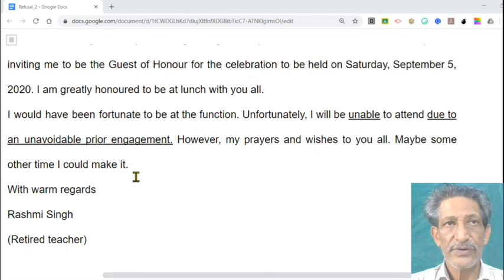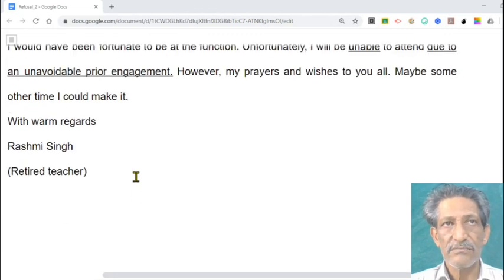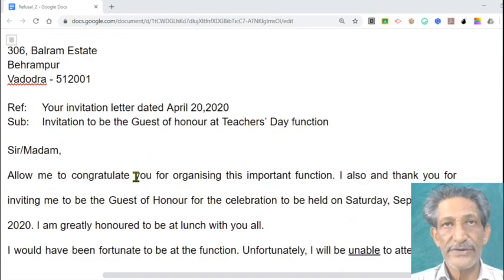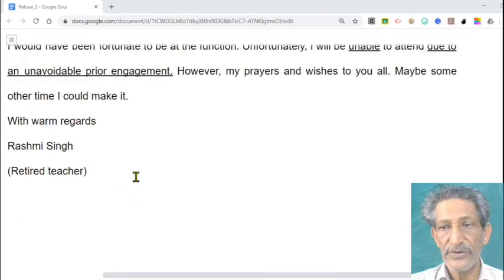And the rest follows, signed by whoever I'm writing this letter as. In this case, this is a letter addressed to a retired teacher to come and attend the Teachers' Day function. So hence I've written here at the bottom, retired teacher.